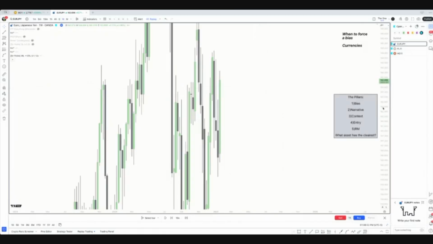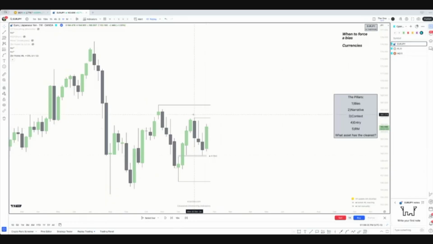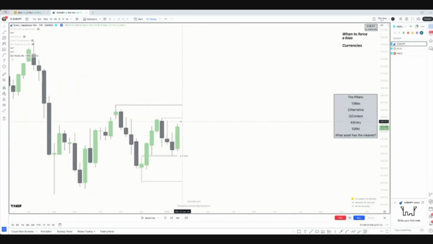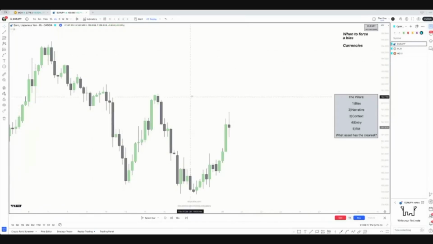Right over here, this is our narrative PD array. Context, from PD array to the other PD array, the opposing PD array, IRL to ERL. Push context, as I like to call that. Now, step 4, the entry. Off a weekly, we can look for a 4-hour impulse shift.